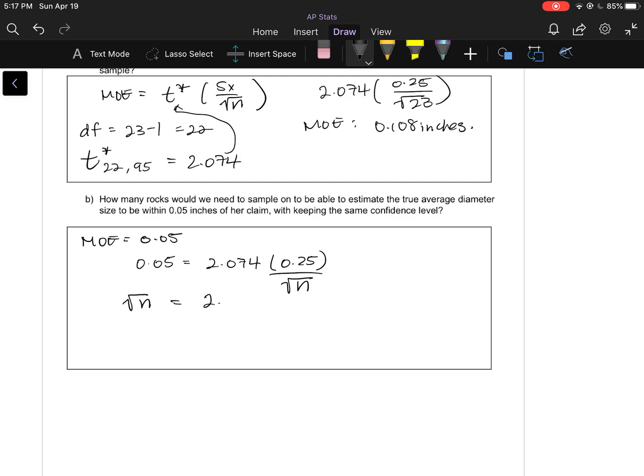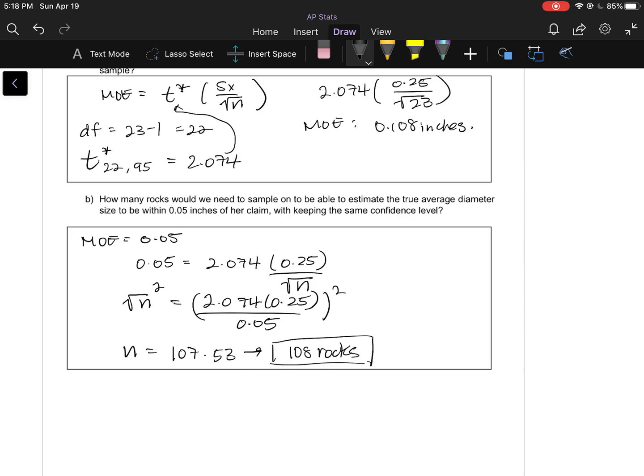Move the square root of n to the other side and move the 0.05 over. And I get this. I'm going to square both sides to get rid of the square root. And if I put this into a calculator, n is going to be 107.53. But I can't have half of a rock. So I need to sample 108 rocks to get my margin of error to be within 0.05.